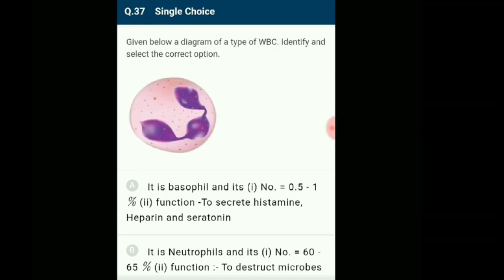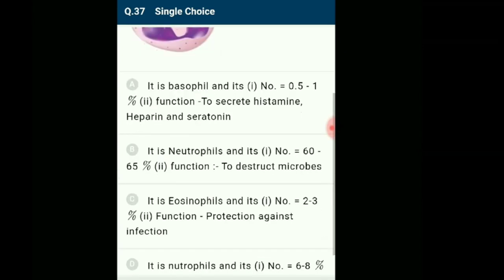Question number 37. Given below is a diagram of a type of WBC. Identify and select the correct option. Neutrophils are the most abundant WBC. They are approximately 60 to 65% of total WBCs in the blood. Along with monocytes, they are phagocytic in function. So the answer is option B. The given diagram is a neutrophil, the number is 60 to 65%, and the function is to destroy microbes.